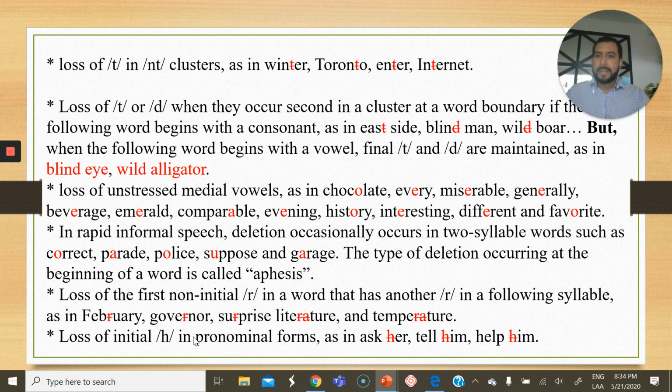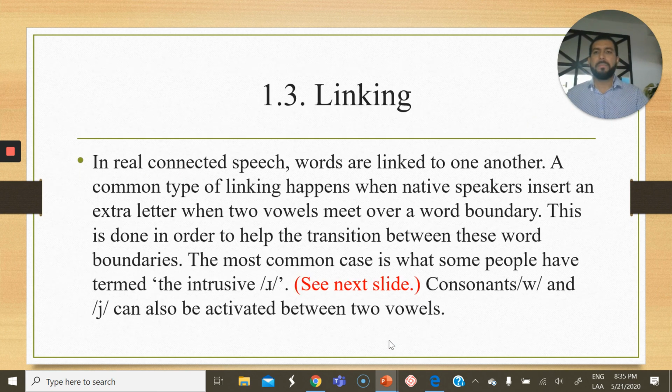The last case is the loss of an initial h sound in pronominal forms, such as in "ask her." So you can say perfectly "ask her to come" instead of "ask her to come." You can also say things like "tell him to come," or "help him to carry the boxes." So imagine that there is nothing here, and you connect it and say "help him," "tell him," "ask her."